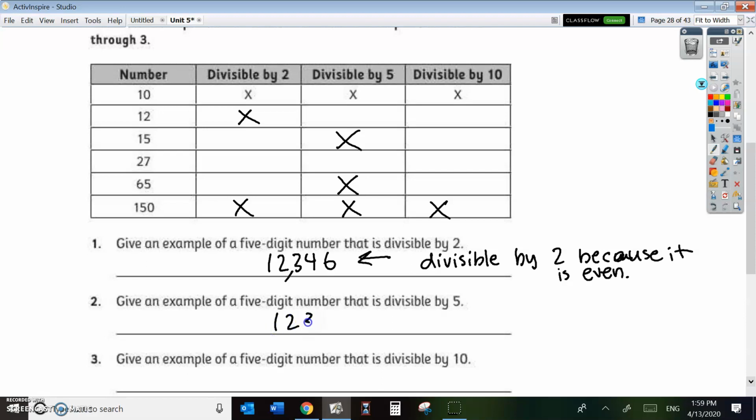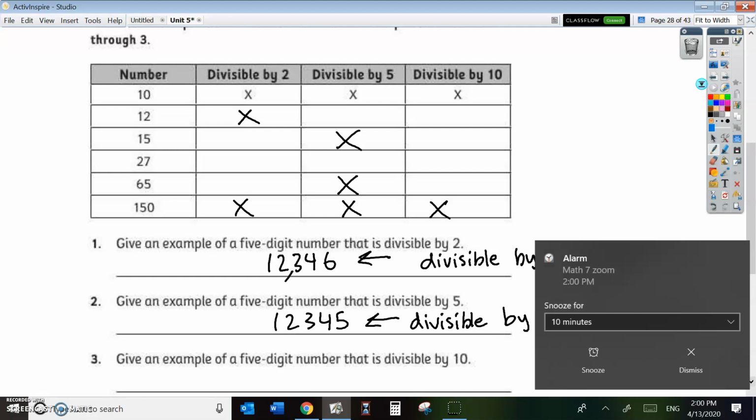Give an example of a 5-digit number that is divisible by 5. 1, 2, 3, 4, 5. It is divisible by 5 because it ends in 5.